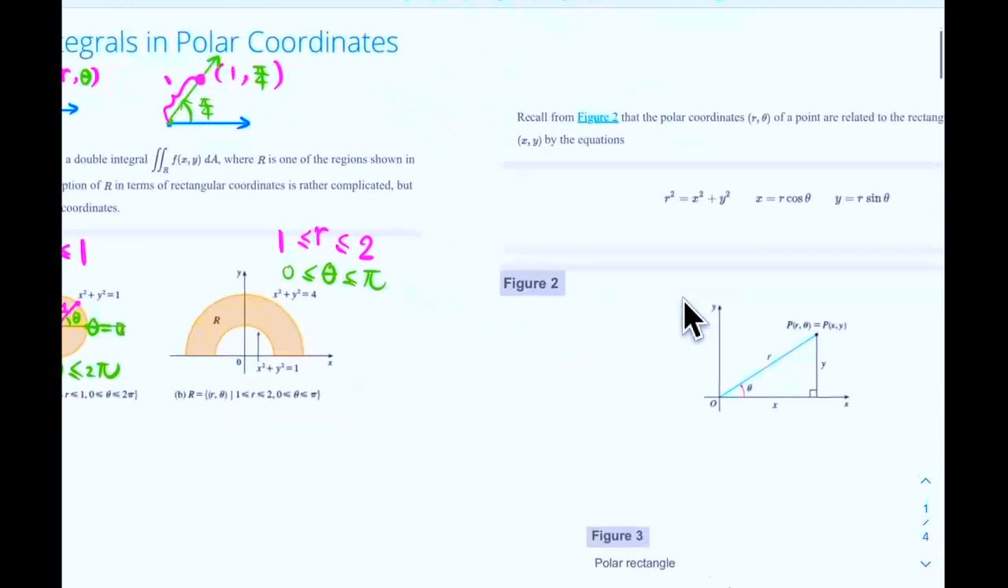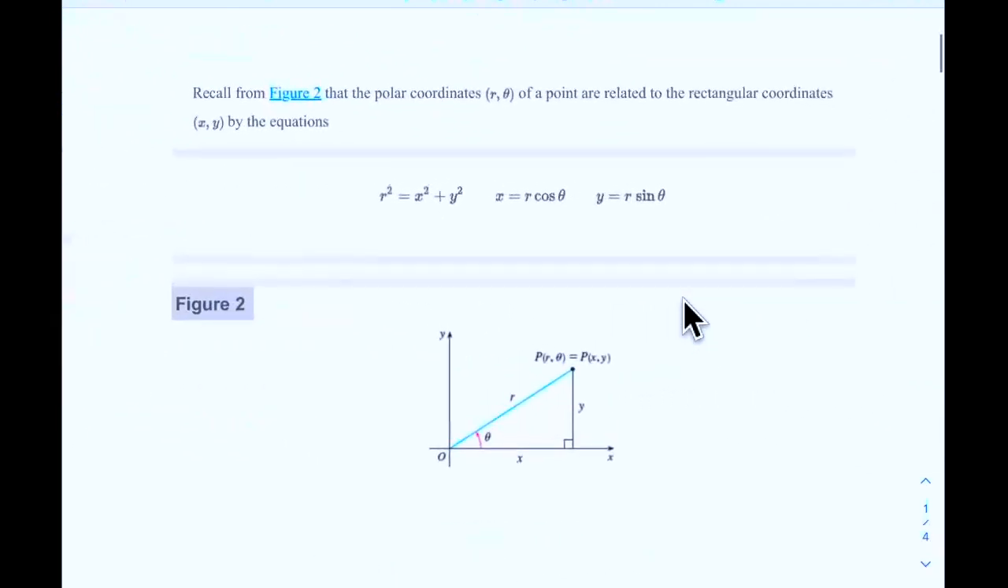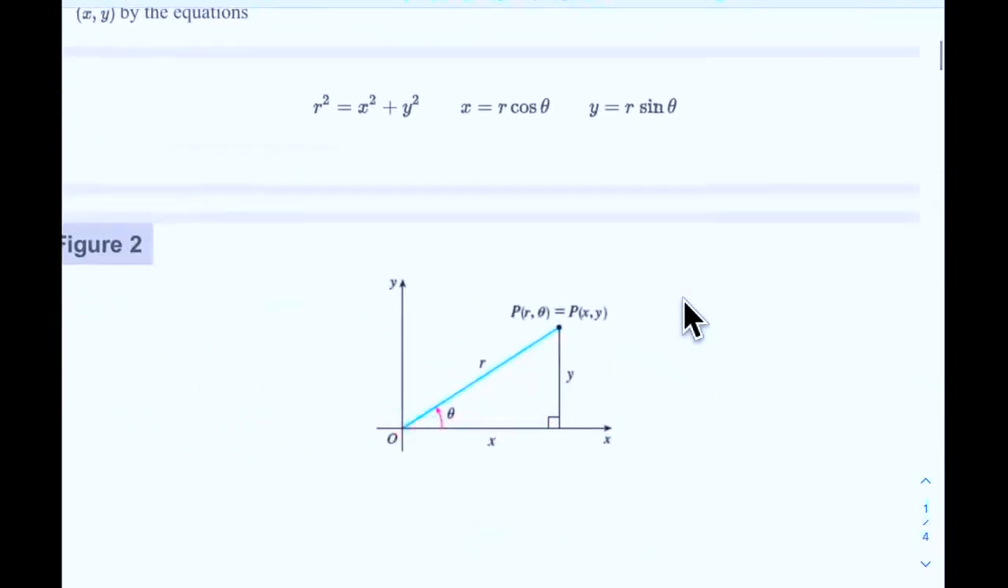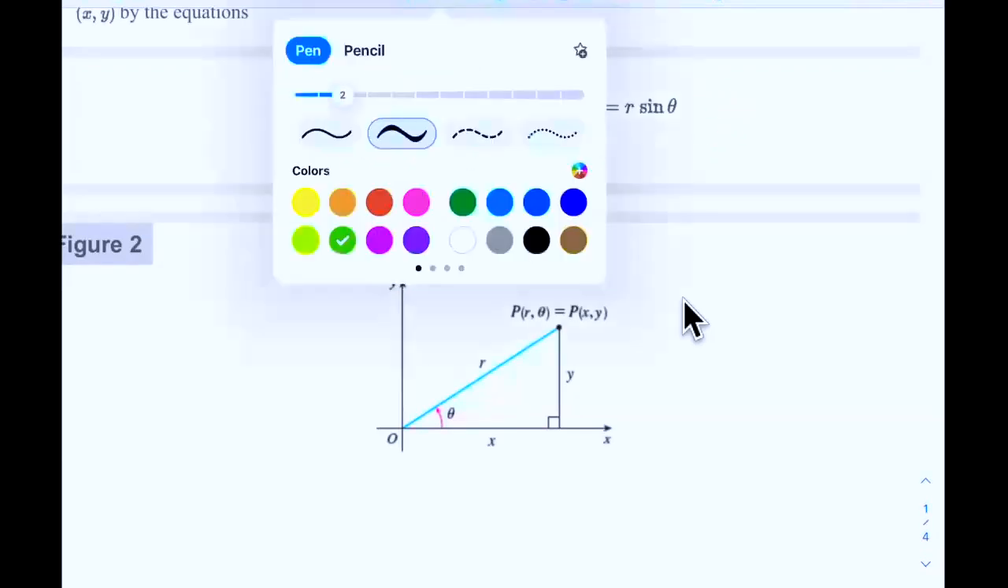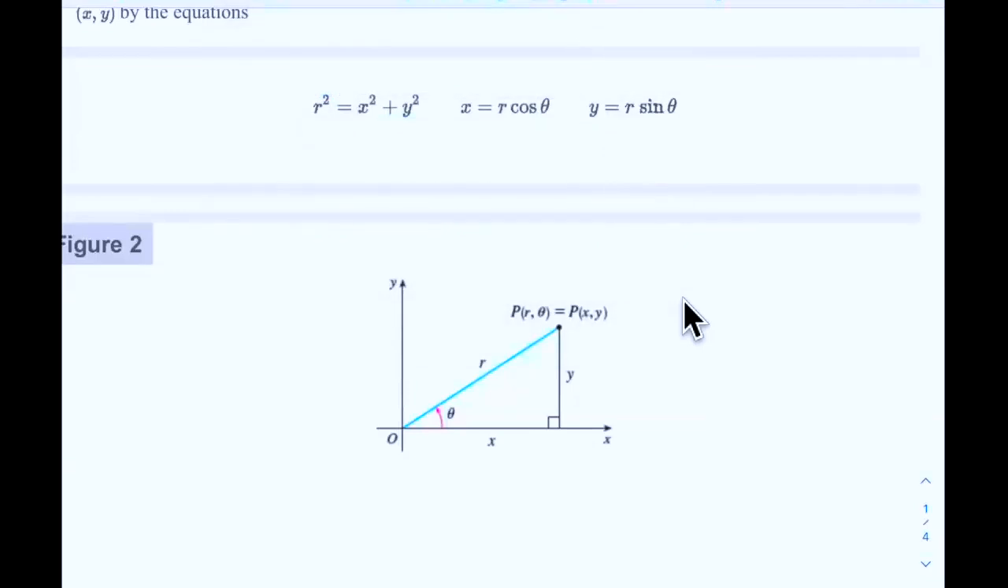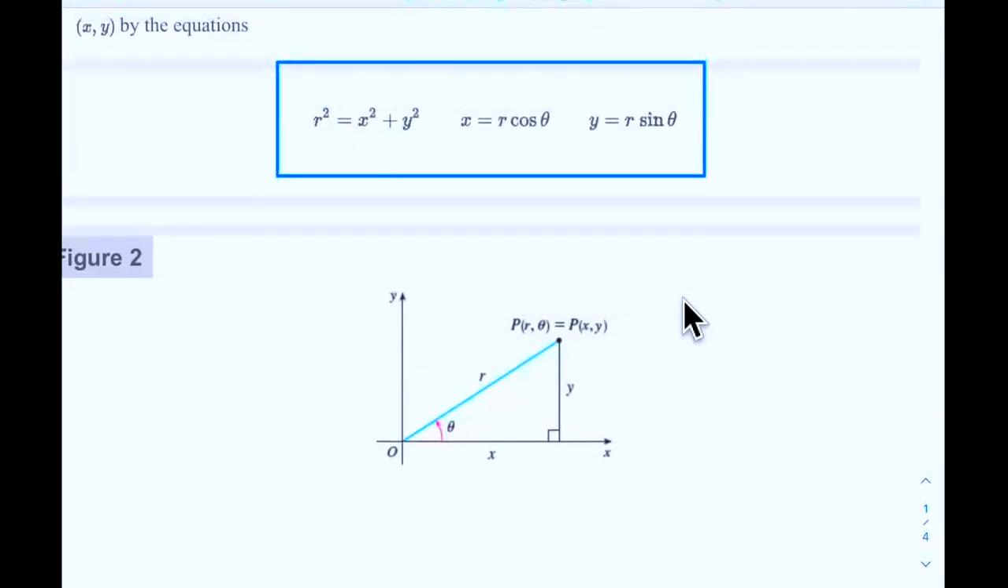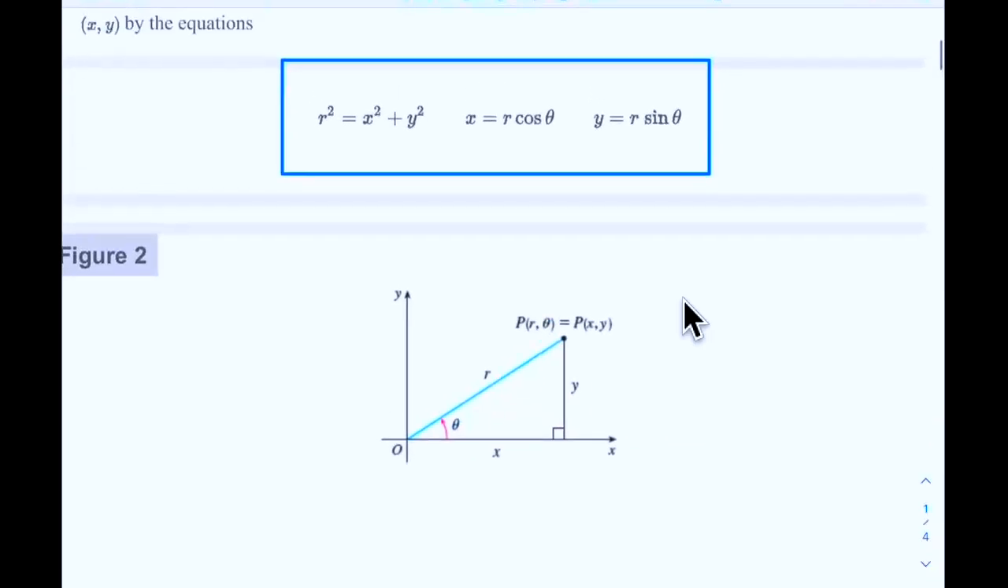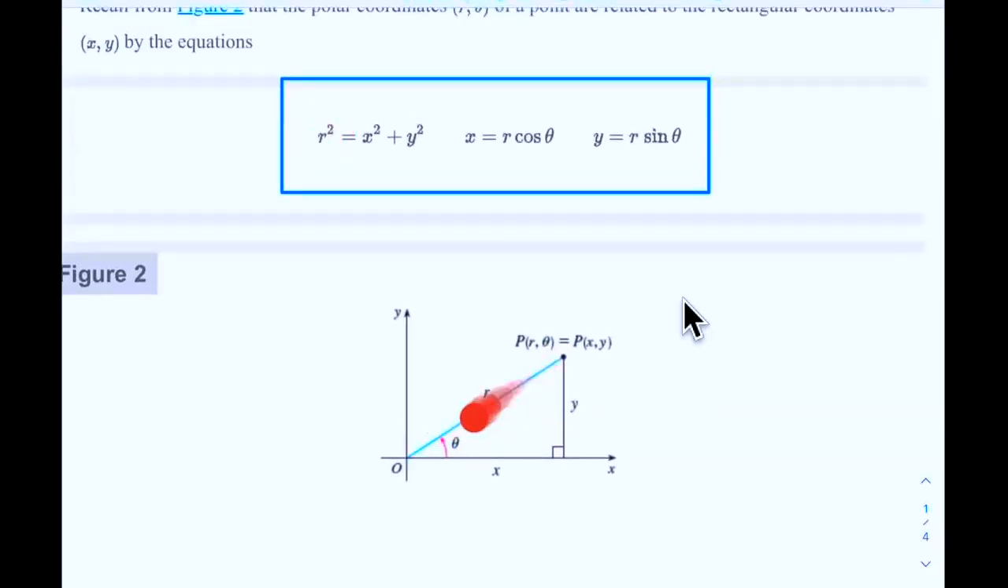Now I'm going to give you a quick review of polar coordinates. This is a Cartesian coordinate system, x and y. How do you convert this into polar coordinates, and how do you convert back? Remember there are three equations, actually one more. Remember these: r squared, the hypotenuse, is equal to x squared plus y squared.